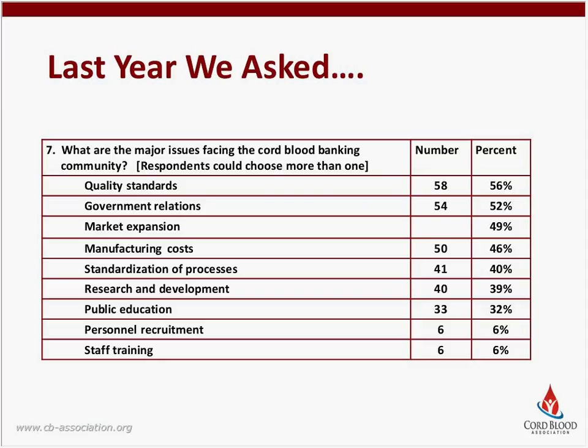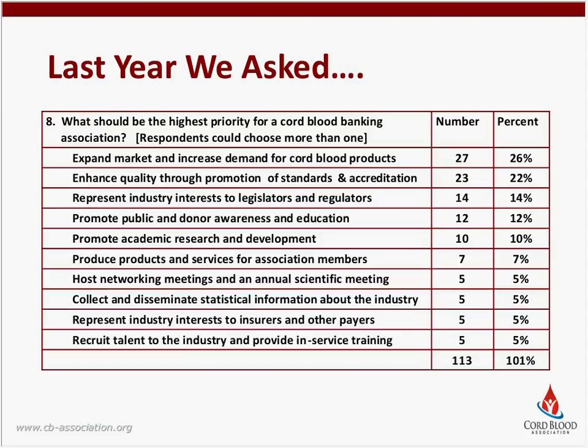Asking the question another way, we asked what should be the highest priority for the association, and you can see that, again, market expansion, increasing demand for cord blood products, increasing quality standards and accreditation, representing industry interests to legislators and regulators, promoting public donor awareness and education, and academic research and development, again, overlaps with the top priorities in the previous question. So we embarked on a journey that led to the formation of the association, and I'll just summarize the high points in the next couple of slides.